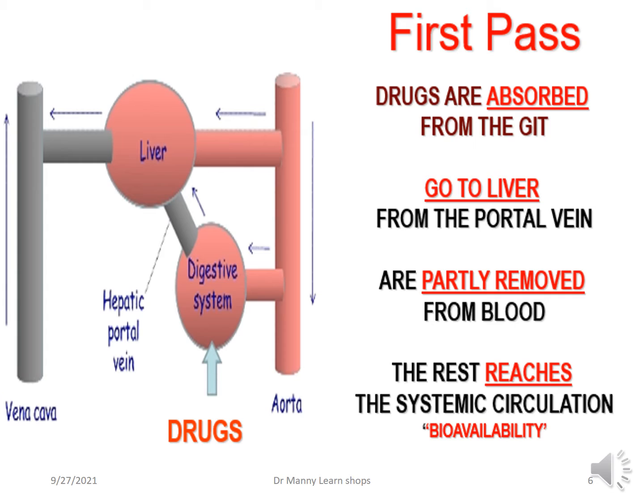When we talk about absorption, there's something called the first pass. The first pass is when drugs are absorbed from the gastrointestinal system. The first pass means that the medication actually goes to the liver from the portal vein, and they're partly removed from the blood already before they've reached the systemic circulation. The rest of the medication reaches the systemic circulation, and this is referred to as bioavailability.